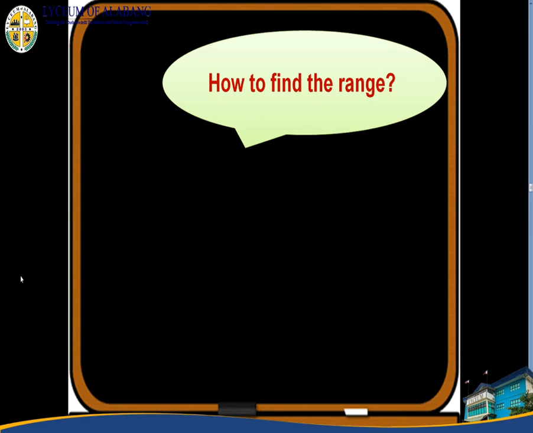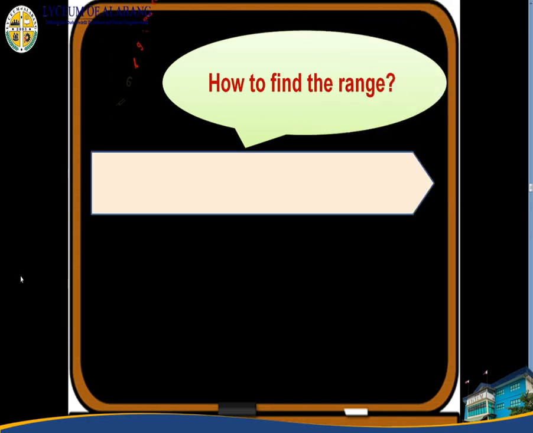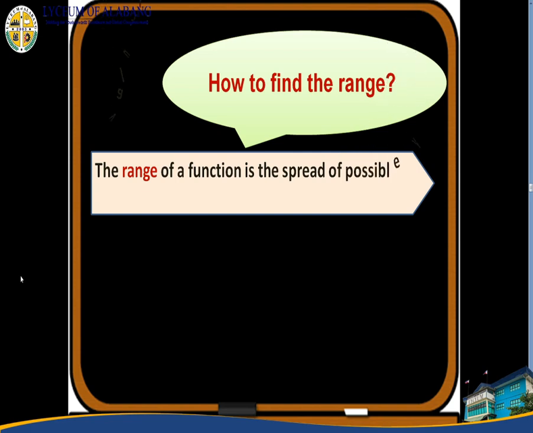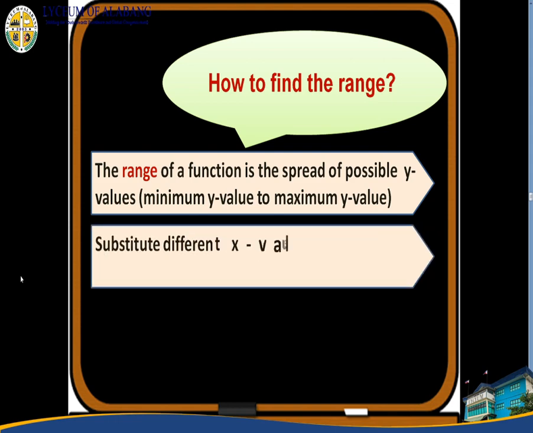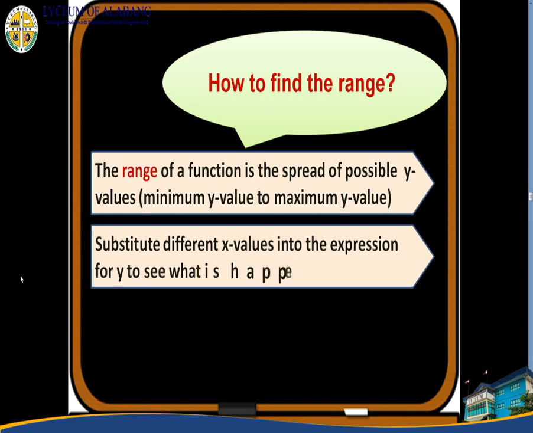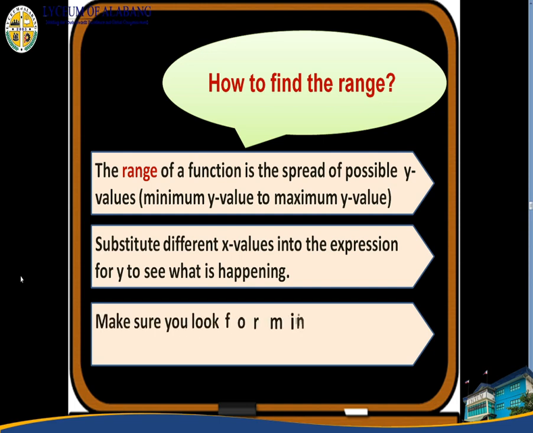How to find the range? The range of a function is the spread of possible y values, minimum y value to maximum y value. Substitute different x values into the expression for y to see what is happening. Make sure you look for minimum and maximum values of y.